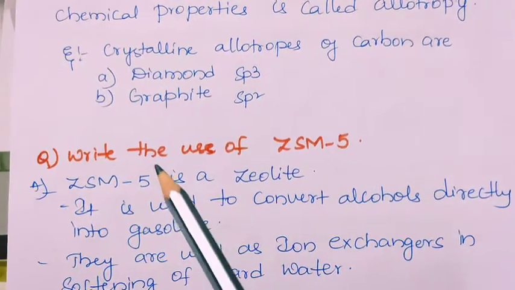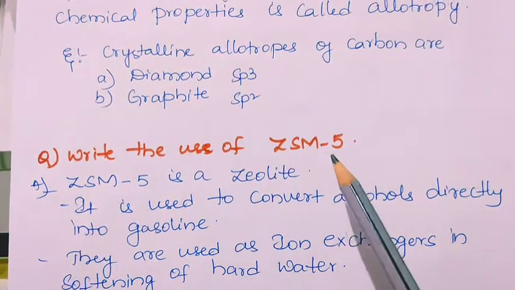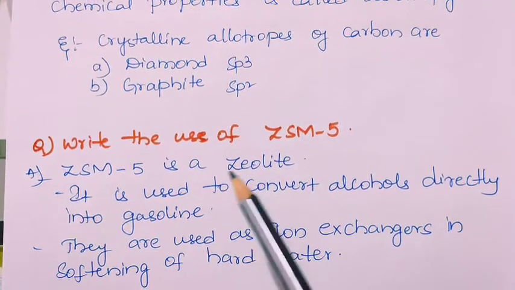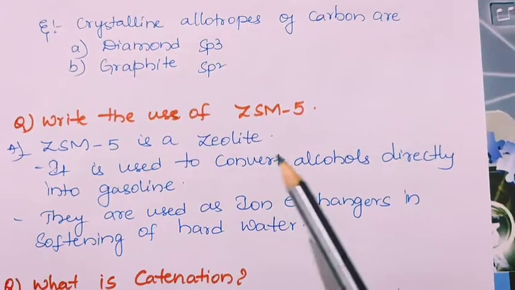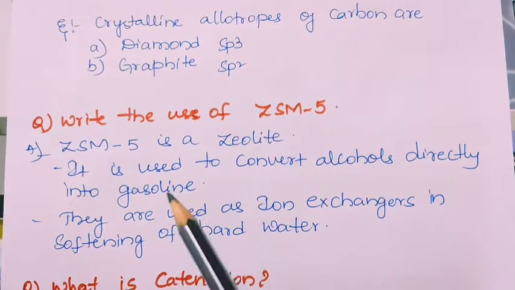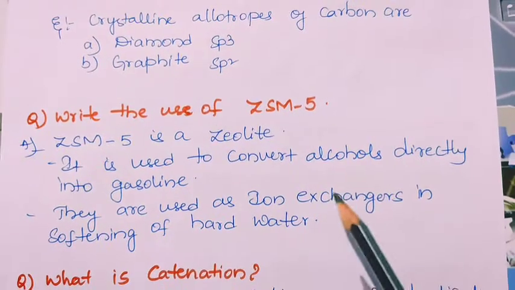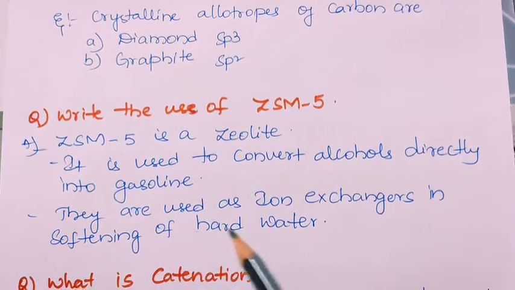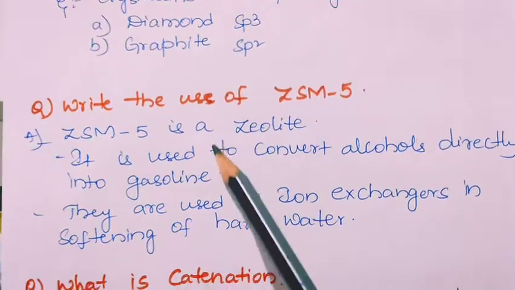Next question, write the use of ZSM5. It is a zeolite. ZSM is a zeolite. It is used to convert alcohols directly into gasoline. And they are also used as ion exchangers in softening of hard water. So these are the uses of zeolite.